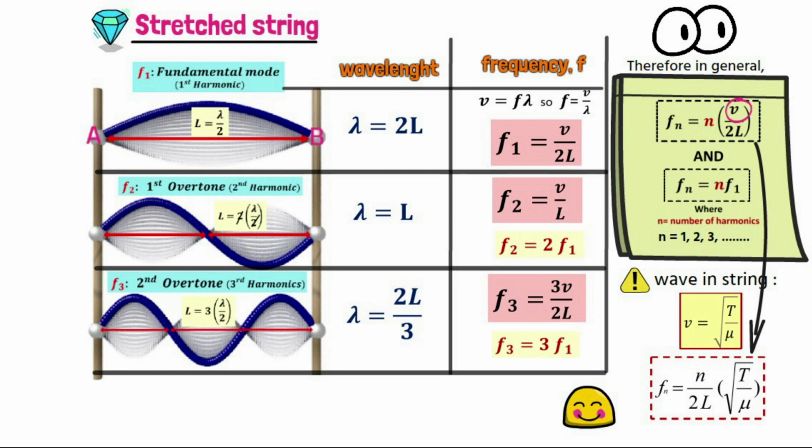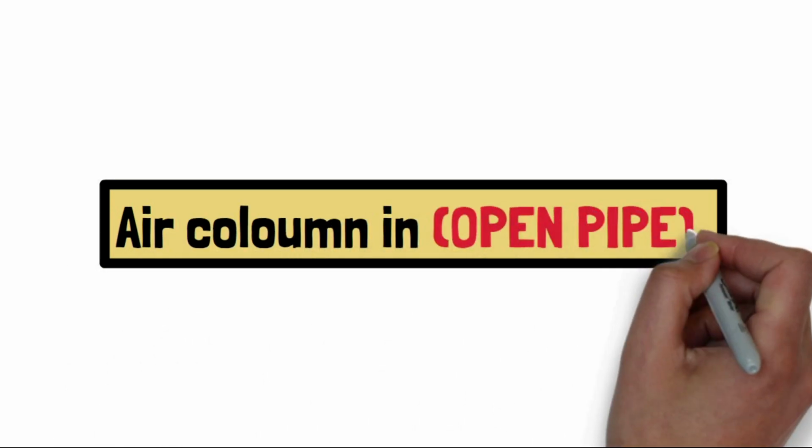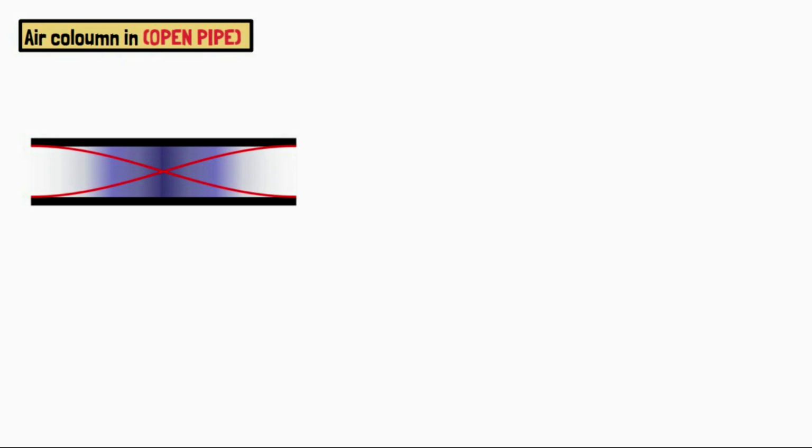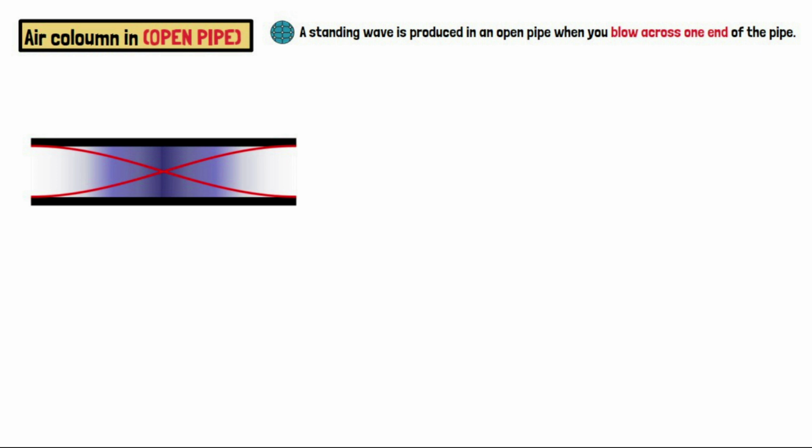So now let's proceed to the next part, which is about a column in open pipe. So kita akan discuss berkenaan open pipe terlebih dahulu. Okay? So this is the pattern of the standing wave that produced in open pipe. And this is the fundamental mode for open pipe. Okay? So before kita discuss about the equation of the wavelength and the frequency, always remember that a standing wave is produced in an open pipe when you blow across one end of the pipe.